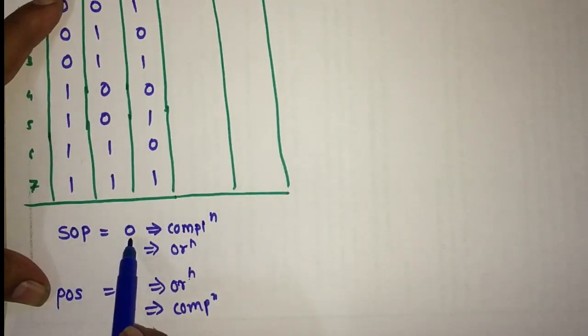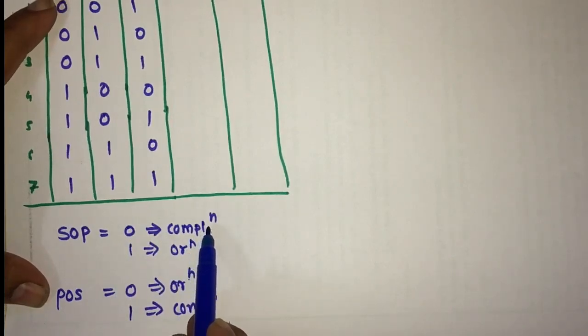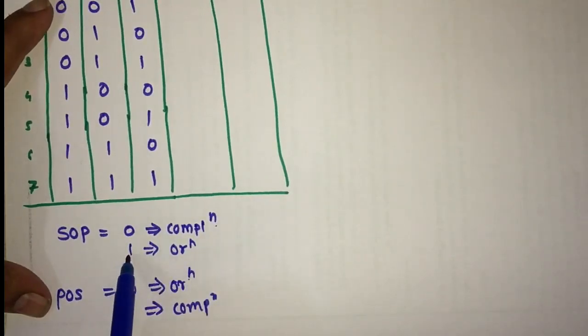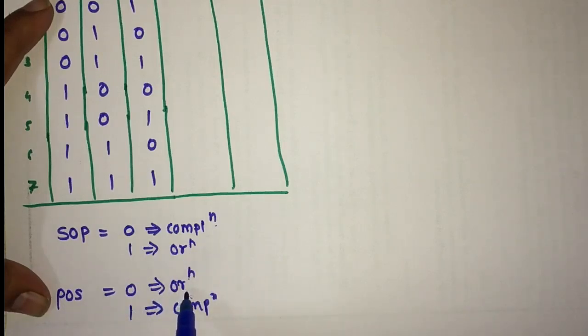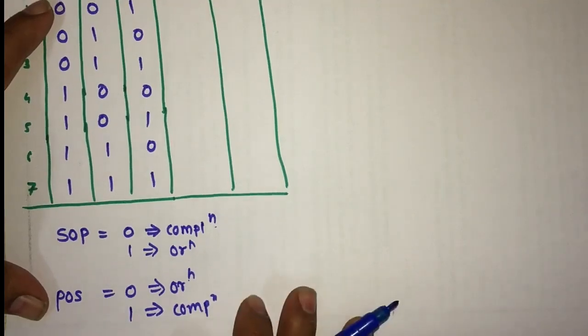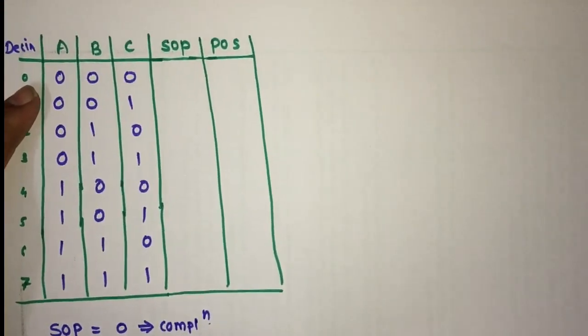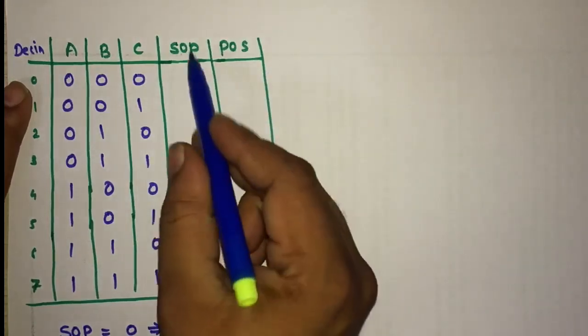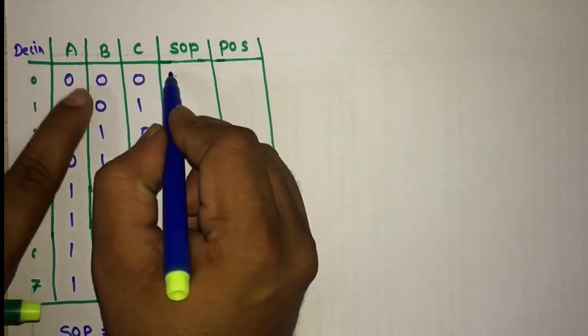Like this: for an SOP equation, 0 is referred to as the complement of the variable and 1 is referred to as the original value. For POS, 0 is referred to as the original value and 1 is referred to as the complement. So now we will write the SOP term here.